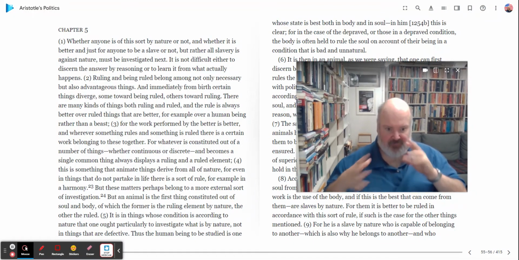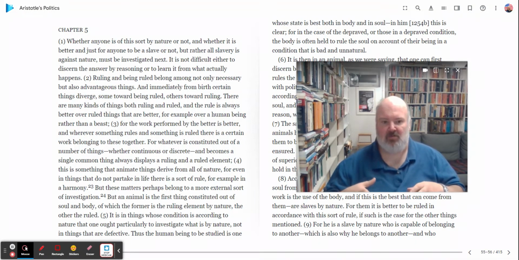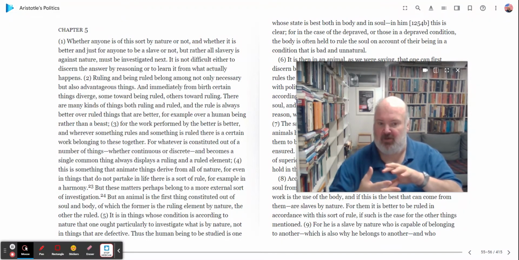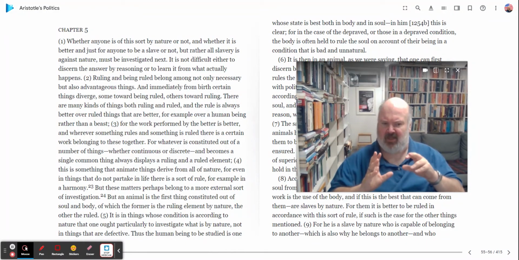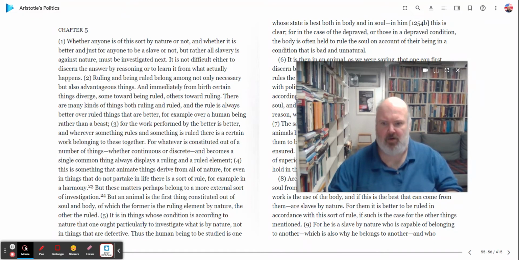Today, still in the first book, we're looking at chapter 5. As we noticed in chapter 4, we were looking at slavery, where he develops the concept of the natural slave. It starts at the end of chapter 3, where at the very end he makes two assertions.